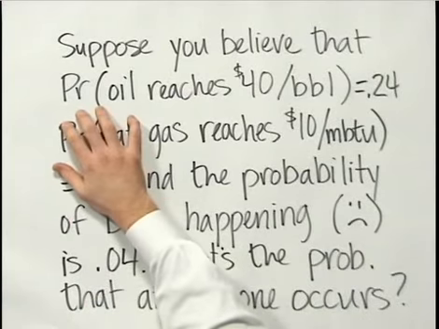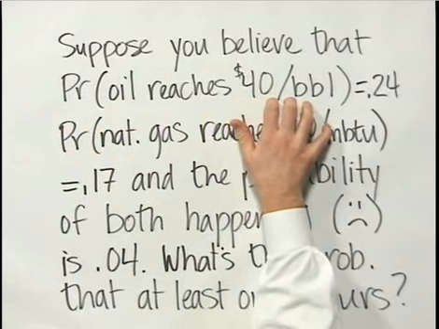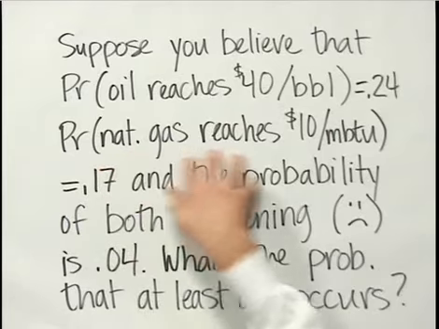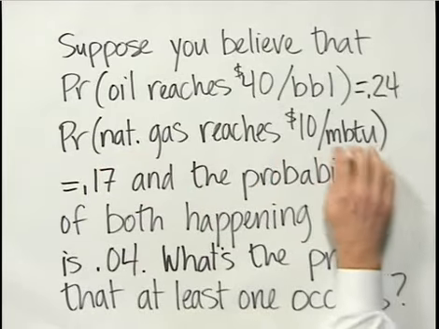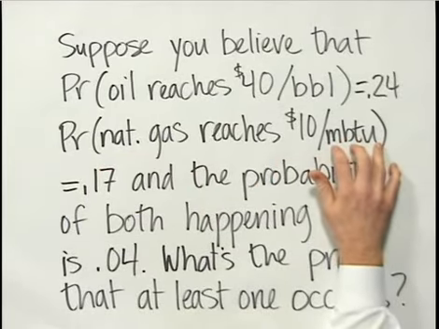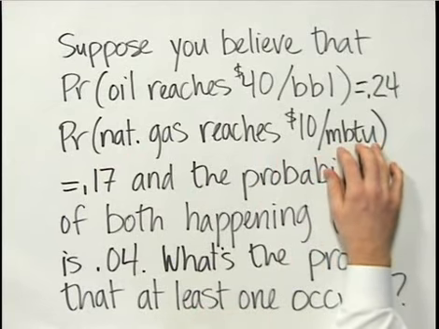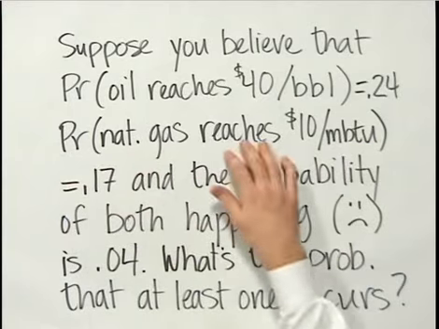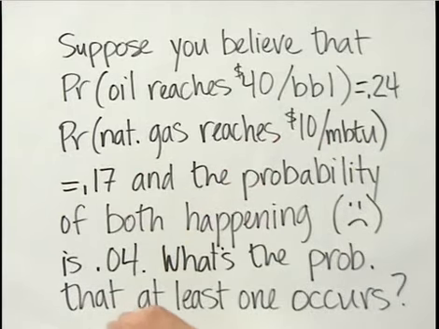So let's move on to another application of probability rules. Now that we've had some time to think about the multiplication rule, let's pose another problem that uses a different probability rule. Suppose you believe that the probability that the oil price reaches $40 a barrel is 24%. Also, you believe that the probability that natural gas reaches $10 per million BTUs, the standard contract amount when people trade natural gas, in terms of millions of BTUs or British thermal units, is 0.17.